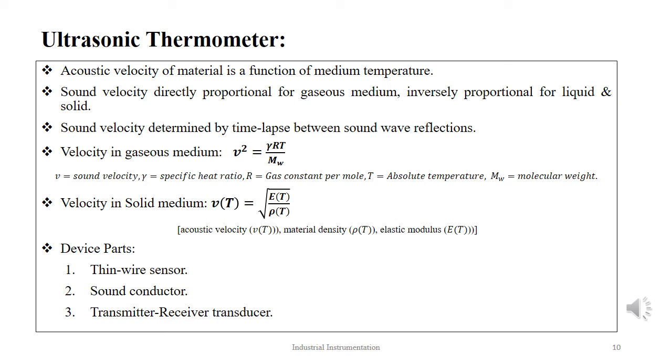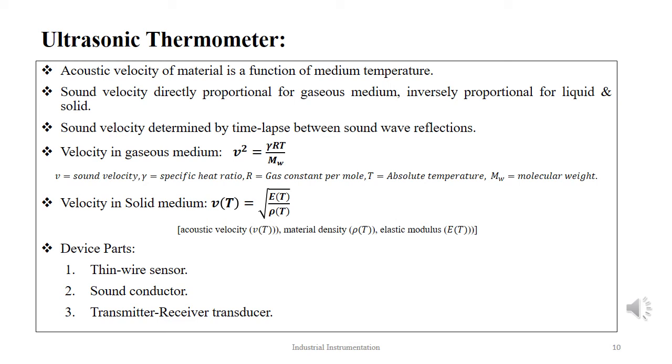The lead-in wire carries the pulse to the thin wire sensor. The reflection from the beginning and the end of the thin wire provides the necessary time-lapse information. The transmitting transducer sends out the acoustic energy through the medium while the receiving transducer detects the energy and the time delay and determines the sound velocity.